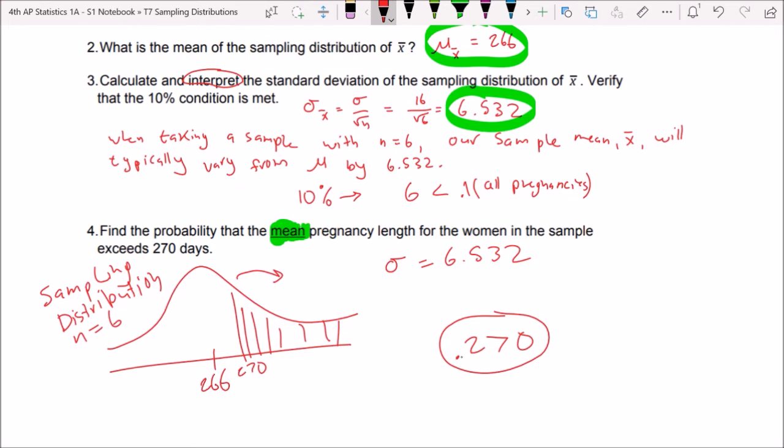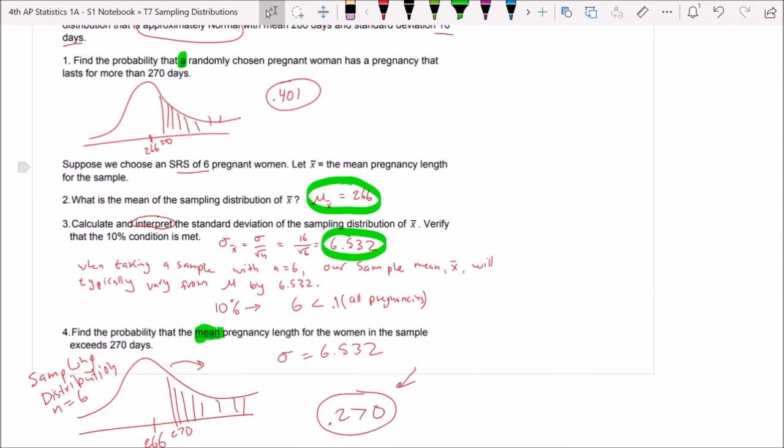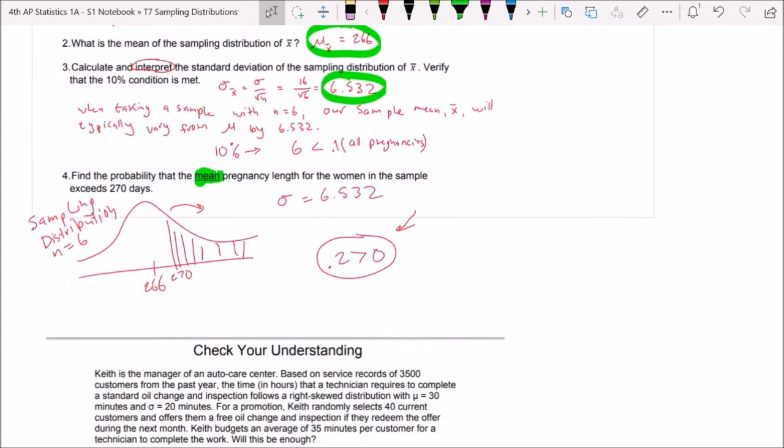But if you started having a bunch of women that on average were later than that, then that would make us start to question if 266 was the real mean. And that's why it makes sense that this probability is lower than the initial probability for just a single woman, of 0.401. Let's try another question.